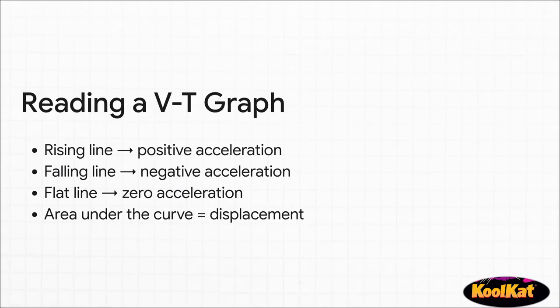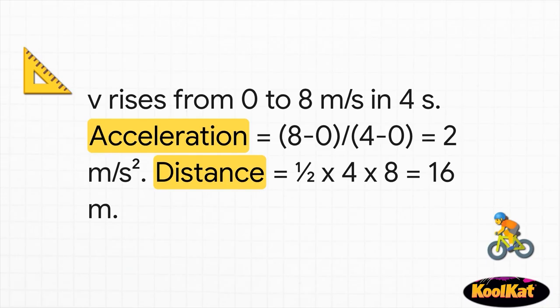Let's zoom in on that velocity time graph because it's packed with info. It's simple, really. If the line is rising, you're speeding up, positive acceleration. If it's falling, you're slowing down, negative acceleration. And if it's perfectly flat and horizontal, that means zero acceleration, which just means you're moving at a constant speed. Oh, and here's a little bonus tip. The area under that line, that tells you the total distance you've traveled. Pretty cool, huh?